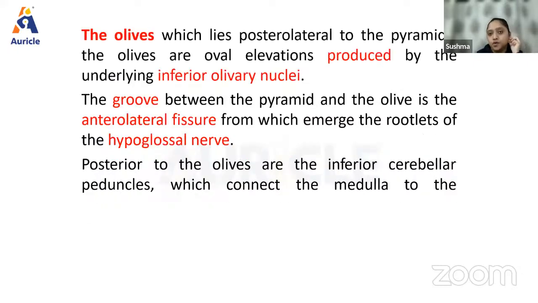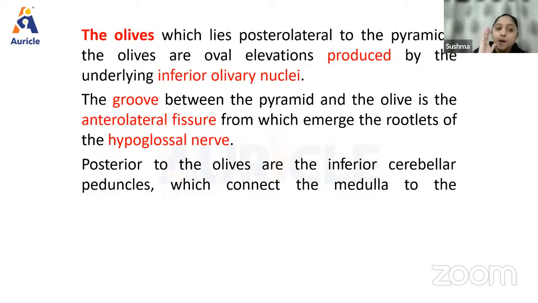Now, what are these olives? Olives are oval elevations produced by the underlying inferior olivary nucleus. This inferior olivary nucleus is like a hub of all motor communication, guys. We have so many structures related to the motor aspect. You have cerebellar tracts coming in, and the pyramidal tract coming in. So obviously you need a hub, the inferior olivary nucleus, which interacts with so many tracts and finally produces some output.